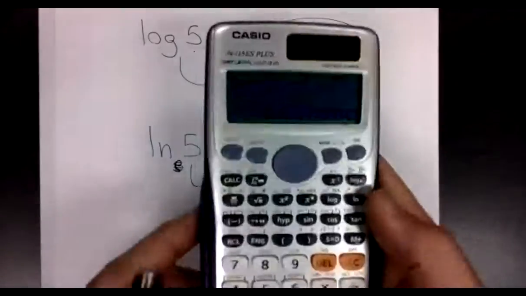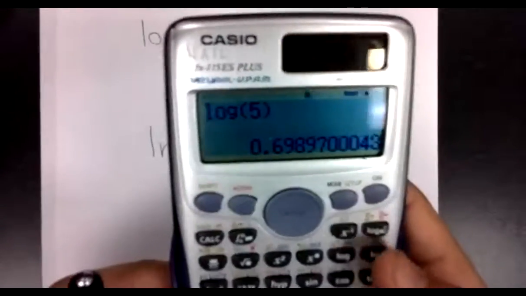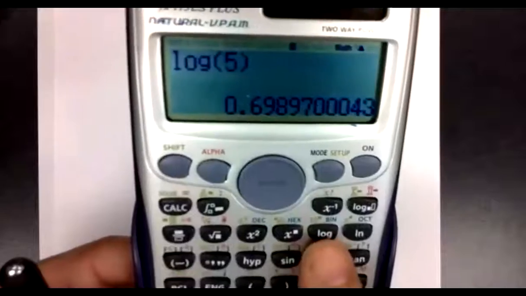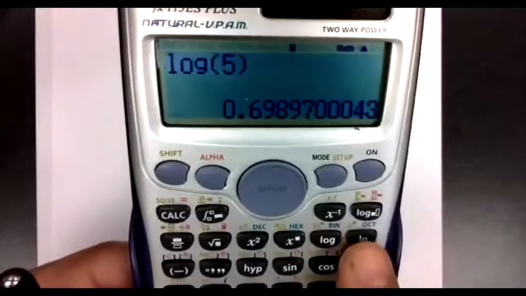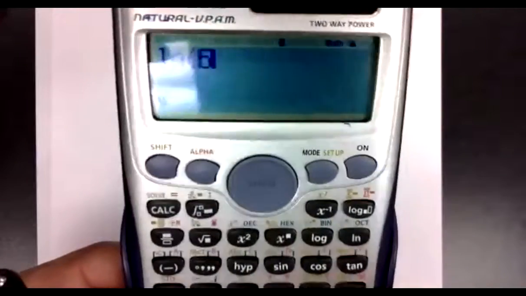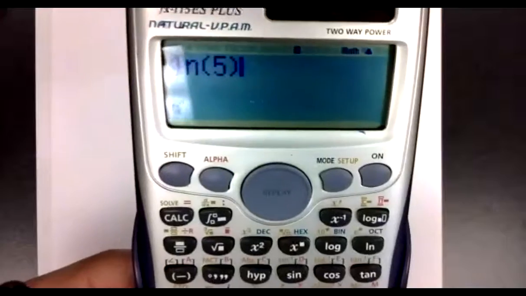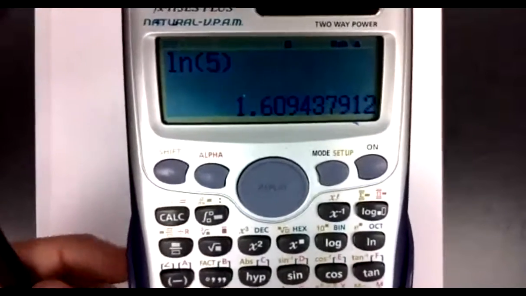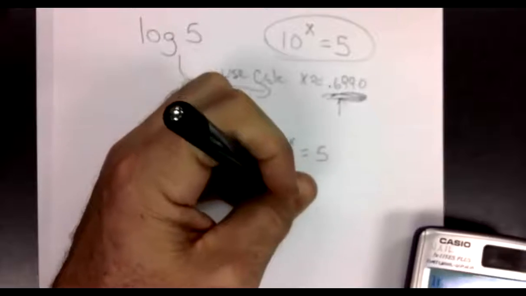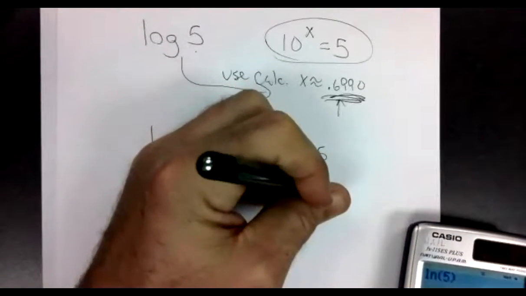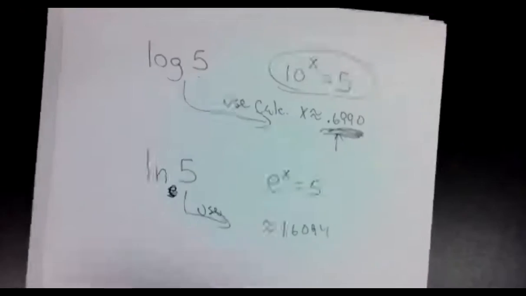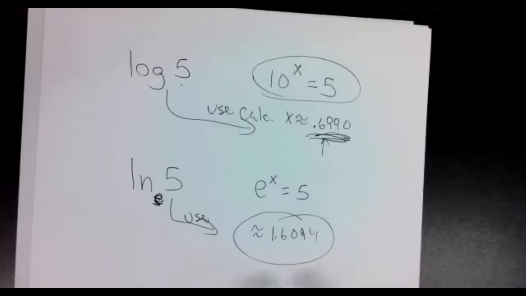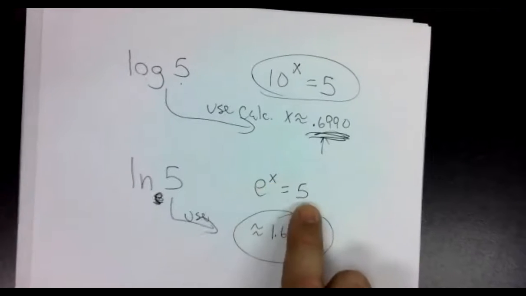So when you type into your calculator, wherever your log button is, right next to it should be the ln button. So if I hit that ln of 5 and hit equals, I get about 1.6094. Okay, again, that's answering the question, E to what power is going to equal 5.